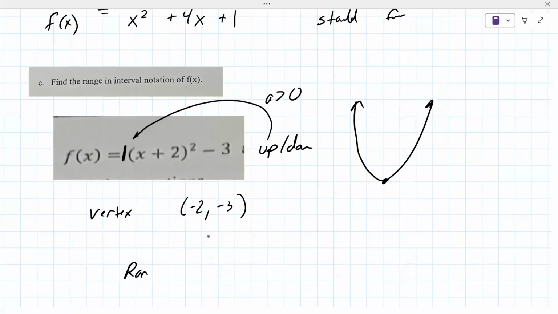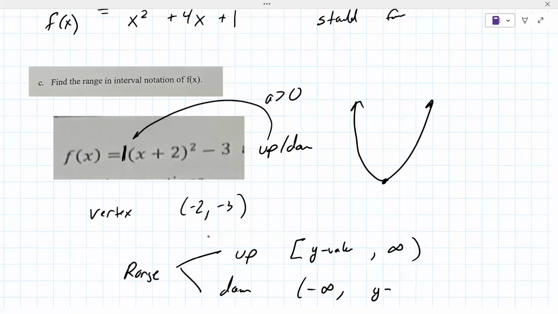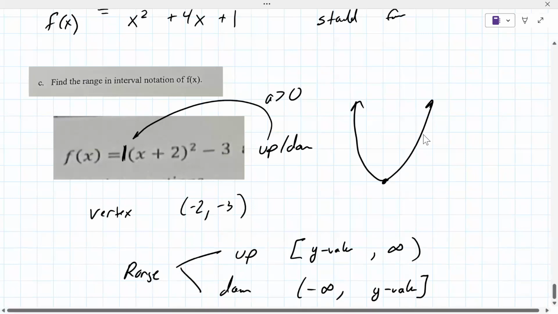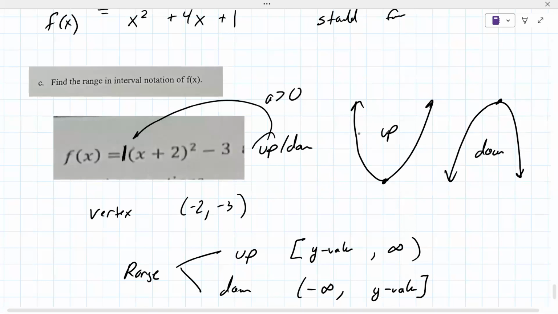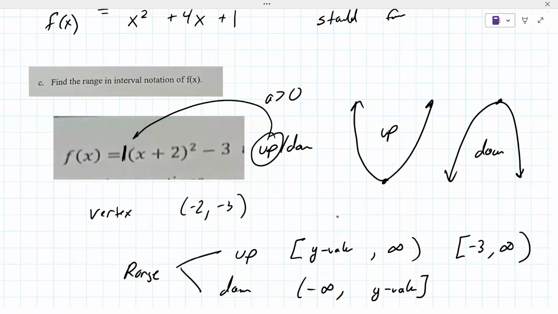So the range, it's two things. If it opens up, it's the y value of the vertex to infinity. If it opens down, it's minus infinity to the y value. So you have to know these. This one opens up though. This is up, and this would be down. So since yours opens up, -3 to infinity. Yes, and you want to know both of these for that.